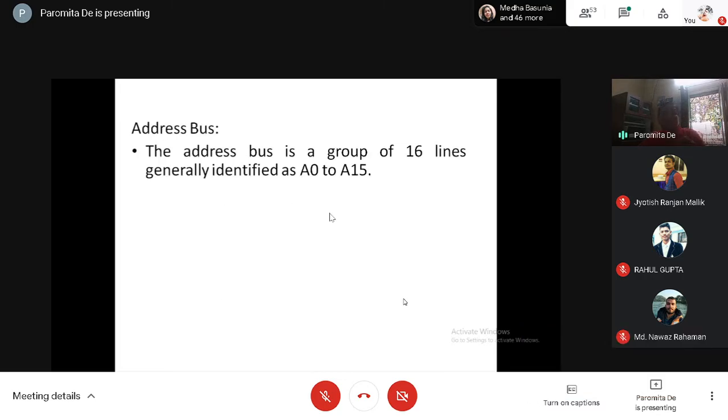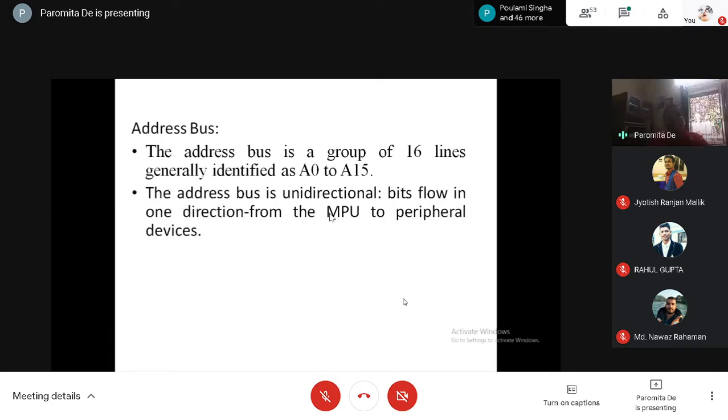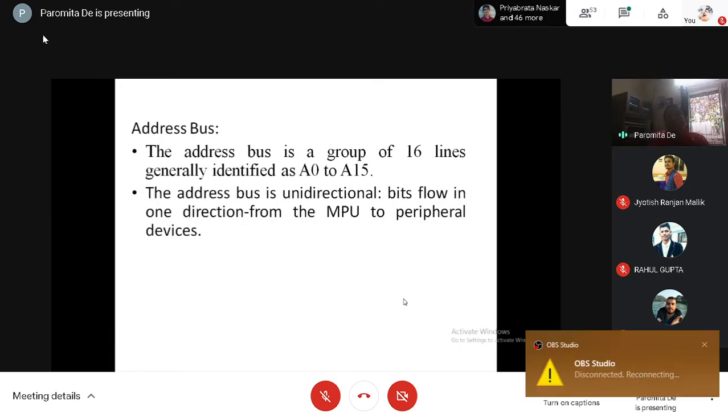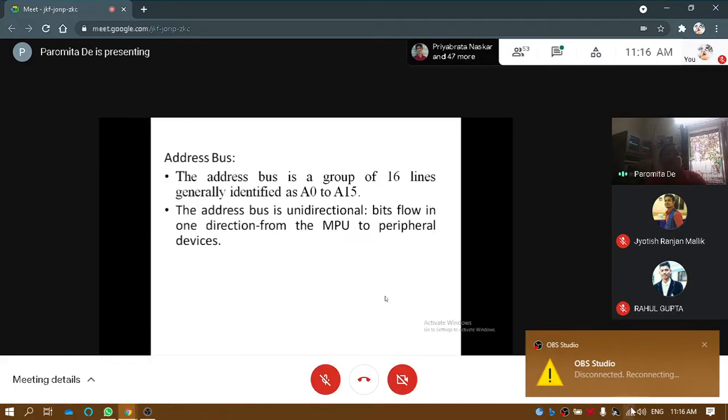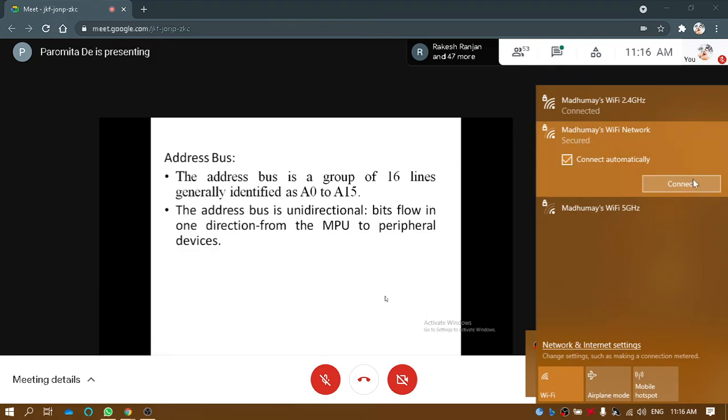Now there is an address bus. Just let us go through it. We have 16 address lines, A0 to A15, in the 8085 microprocessor, and hence 2 to the power 16 memory locations. They are always written as A0 to A15. These address buses are unidirectional. That means the bits will flow in one direction from the microprocessor unit to the peripheral device.